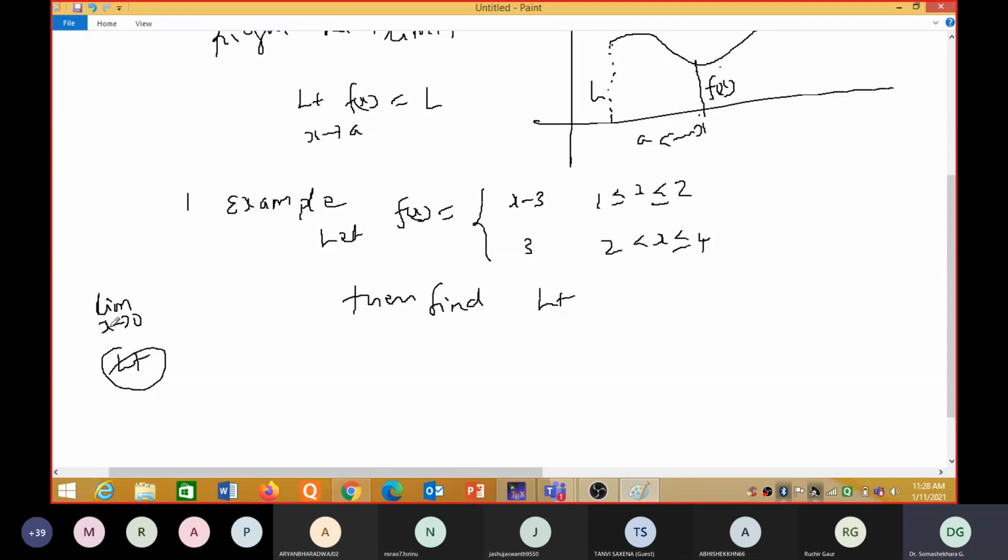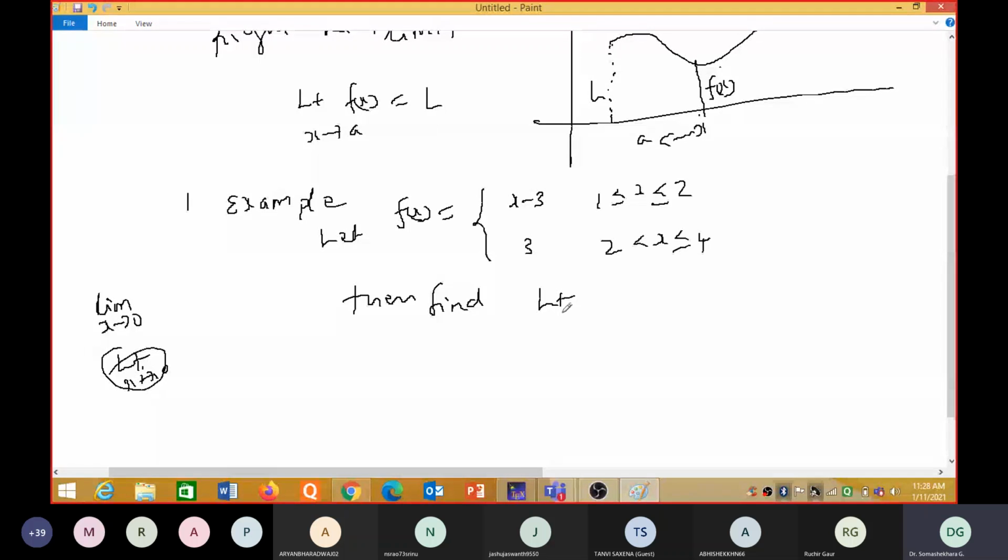Is it clear? Okay, sir. Yes, sir. I am writing LT. You can write LIM. Our teachers taught this one as LT. So for limit, I am writing LT. You write LIM, no problem. Limit x tends to 0, LT limit x tends to. So this is my notation. You can use it, no problem.